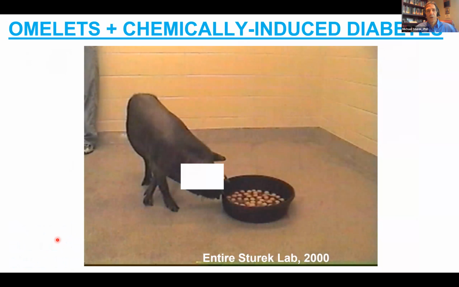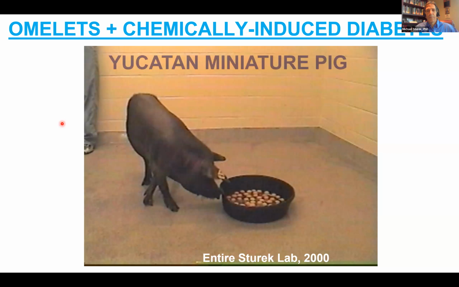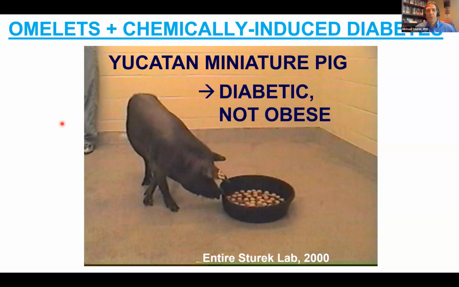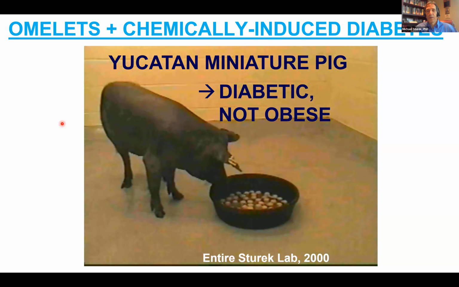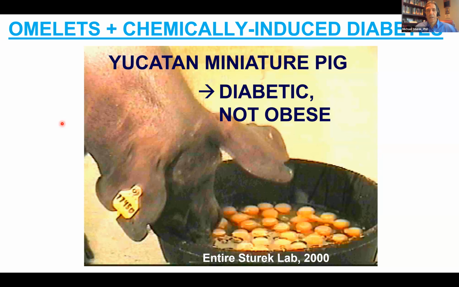So we start off with some of what we did. In this case, we had fed omelets to pigs, so to speak, and chemically induced diabetes with alloxan, and we did that in Yucatan pigs, the Yucatan miniature pig. But what we found is that we could induce diabetes, robust hyperglycemia, but they did not get very obese at all. And you can see he's eating his omelet there.